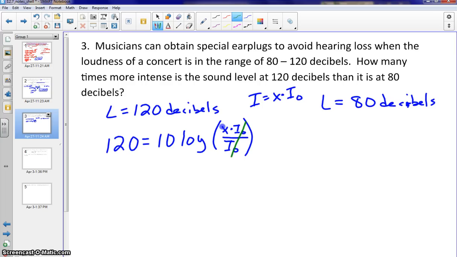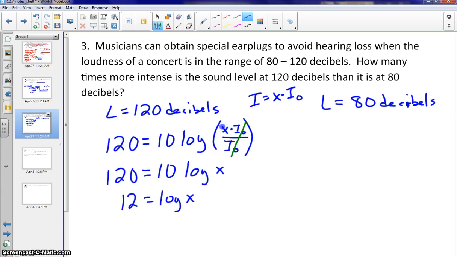Just like the previous problem, the minimum intensities would cancel. So we get 120 equals 10 log of X. Divide both sides by 10 so we can isolate that log. So we get 12 equals log of X. This is a logarithmic equation. How do we typically solve that at this point in time? Convert it back to exponential form. So 10 to the 12th power would equal X.